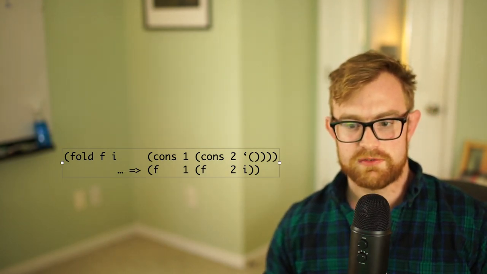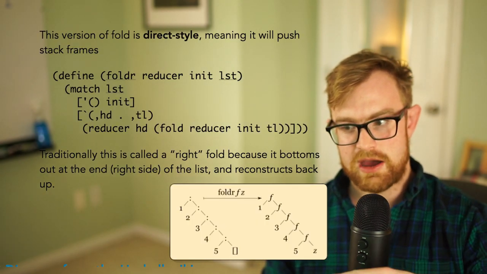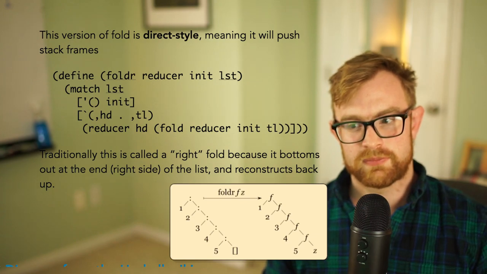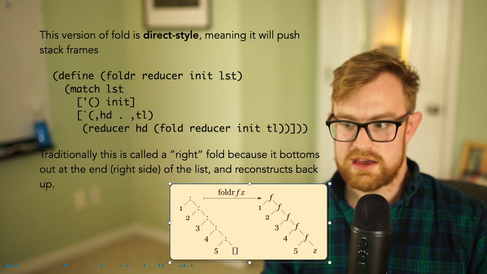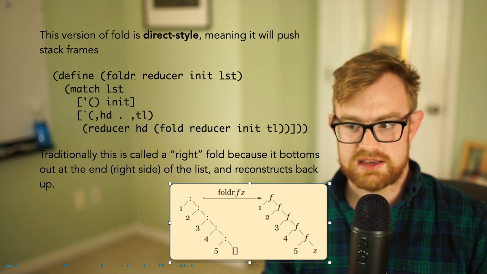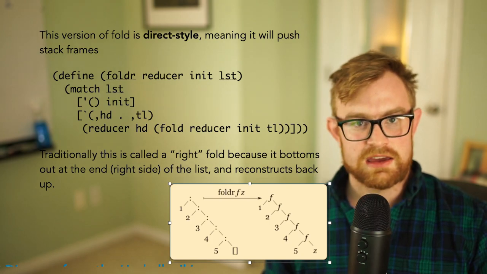So I can really think of fold as walking over the structure of the list and then reconstituting it by applying it one by one by one. Another way to conceptualize this is kind of like a loop, right? When I get to the very end of the list, I'm going to process this element 5 right here, and then I'm going to end up combining it and getting some result.